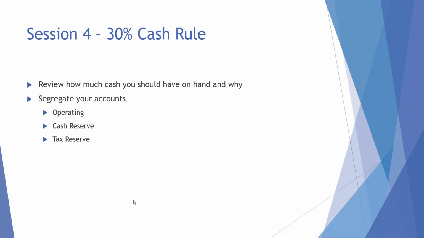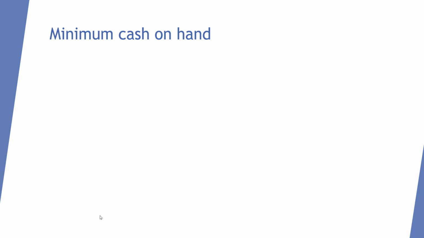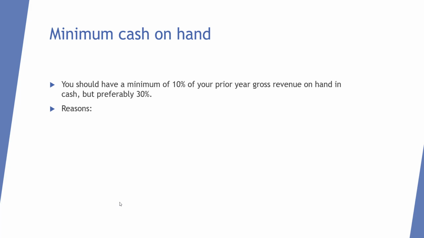on your tax bill. Now, these are all cash accounts, and these are all separate accounts, either all at the same bank or at separate banks, whichever you so choose, but they're separate within your financial statements. Now, minimum cash on hand. You should have a minimum of 10% of your prior year gross revenue on hand in cash, but preferably 30%.